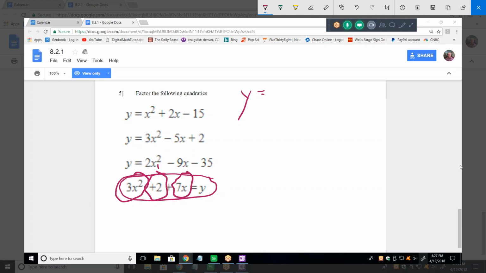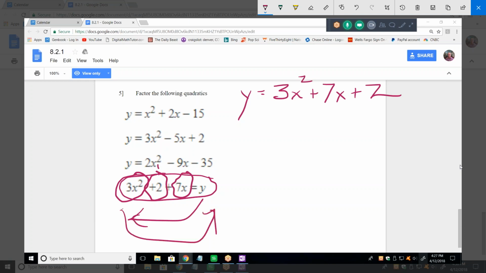So in proper format, I'm going to put the x squared term first. I'm going to put the x term next. And then I'm going to put the number. All I did was swap sides. I put everything on the left that was on the right, and I put the y that was on the right on the left. Got it. Okay.